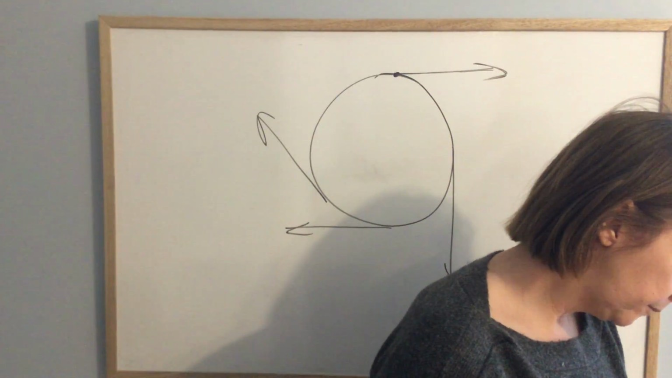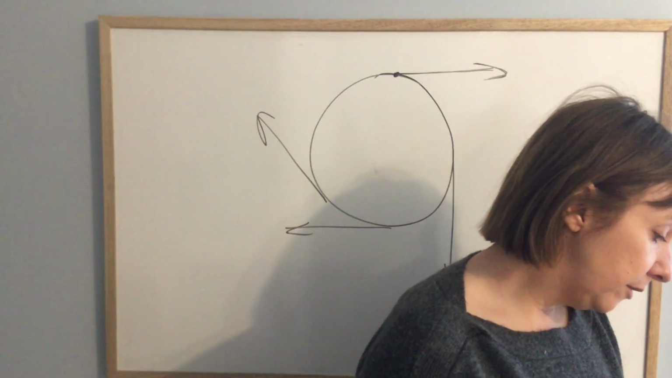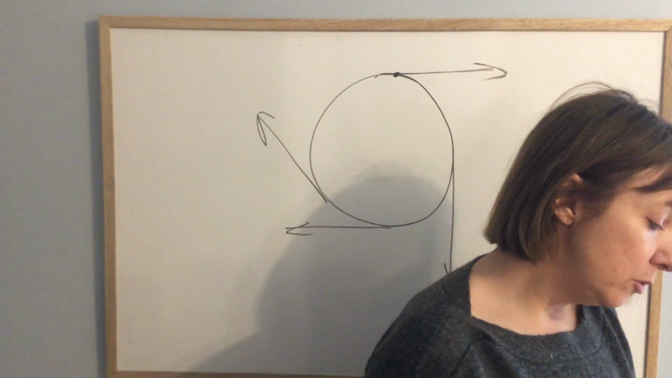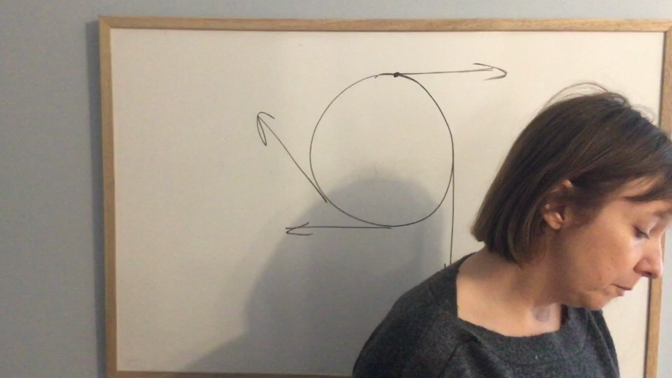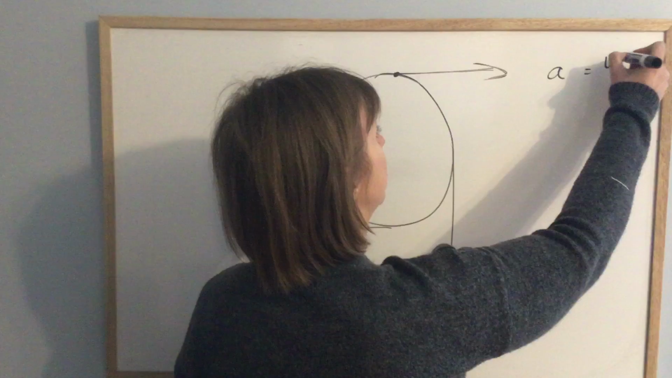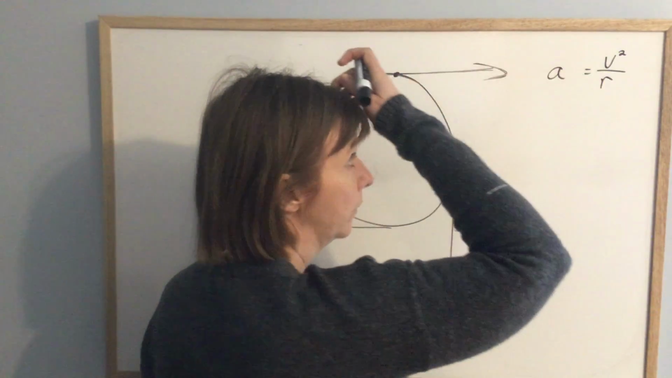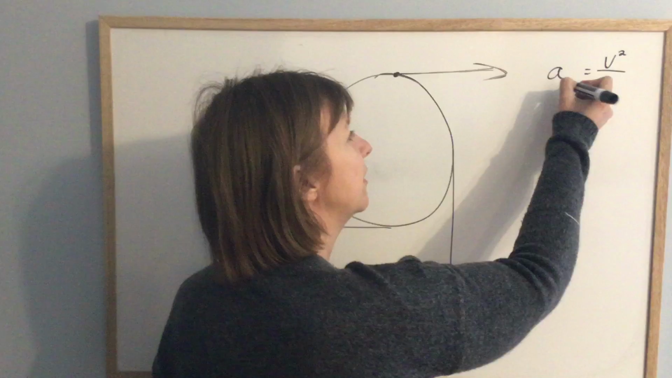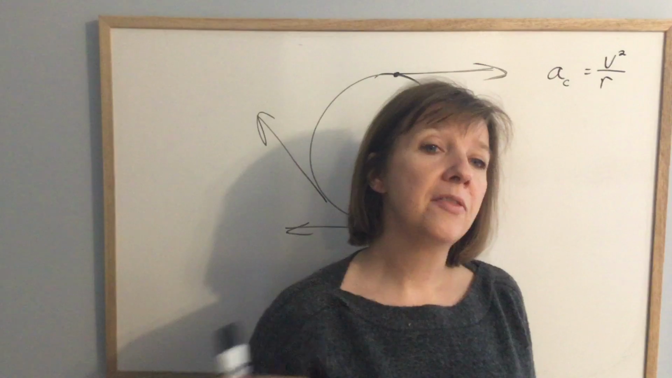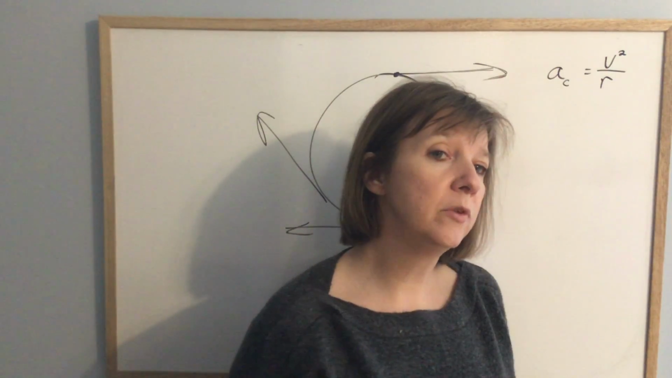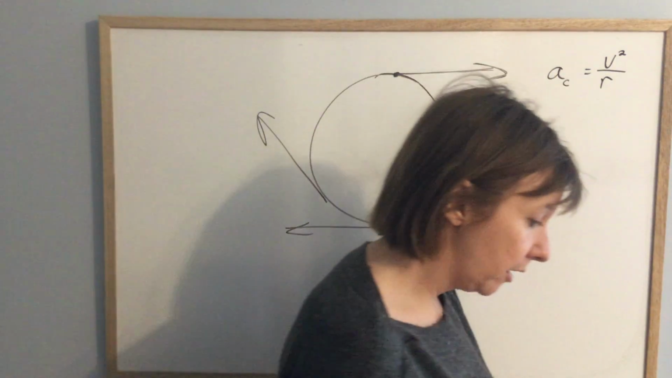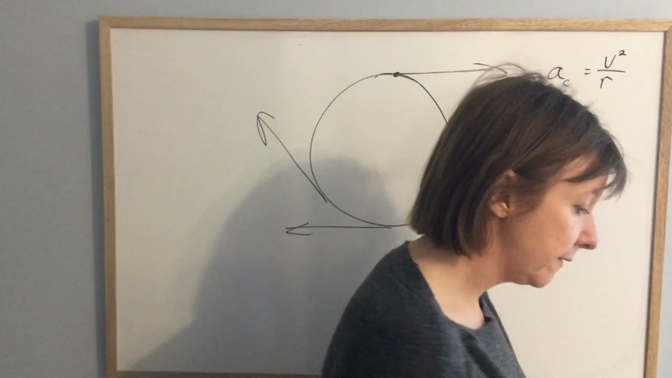So the magnitude of the acceleration of an object moving with uniform circular motion is actually equal to velocity squared over the radius of the circle. Now they put a little c down here to indicate that that is centripetal acceleration. That is acceleration when you are moving in a circular path. It is your velocity squared over your radius.